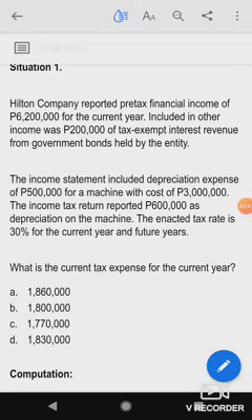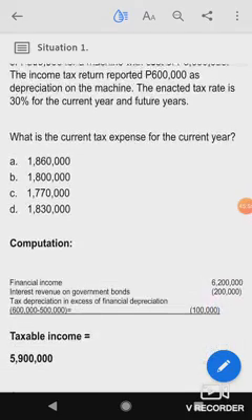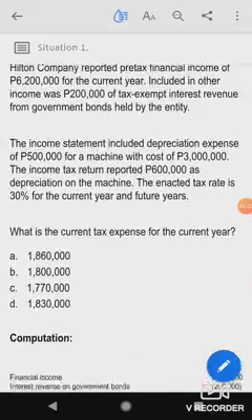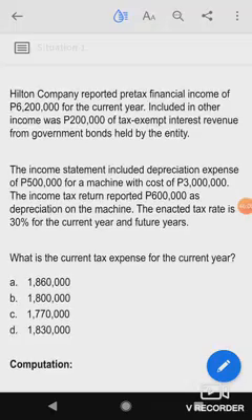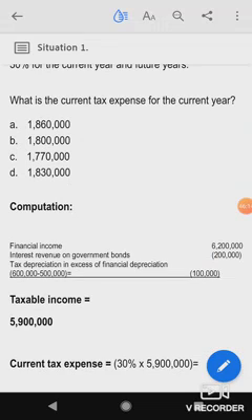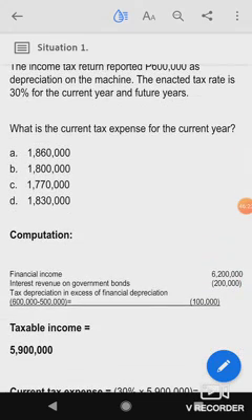So what is required is to calculate the tax due, or how much to pay. So the computation is: Hilton Company has declared financial income of 6.2 million. The interest revenue on government bonds included in other income is deducted. You can see the parenthesis 200,000 because it's tax exempt as stated in the situation. Tax exemption for revenue on government bonds, and we have also tax depreciation in excess of financial depreciation.